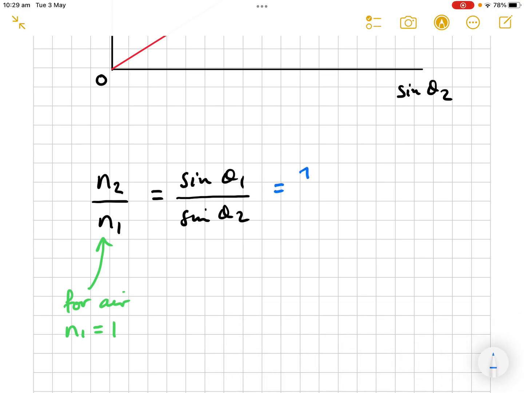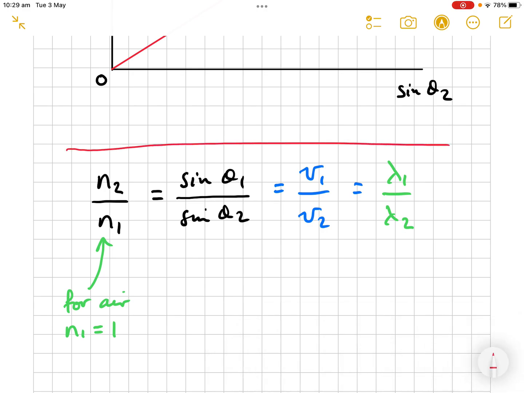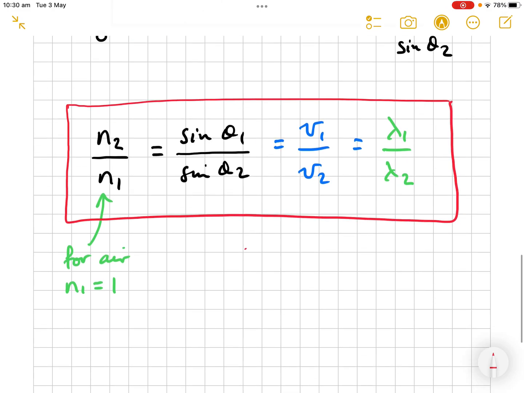Now it turns out then that this also equals v1 over v2, the ratio of the velocities, and it also equals lambda 1 over lambda 2. So notice the 1s are always on the top of the equation except for the n. So it's n2 over n1 equals sine theta 1 over sine theta 2, which equals v1 over v2, which equals lambda 1 over lambda 2. And that is the extended full version of Snell's law.